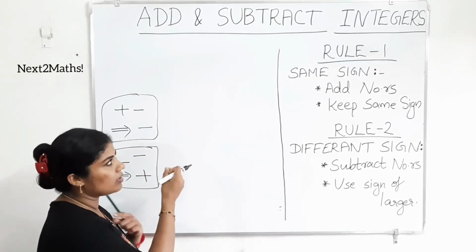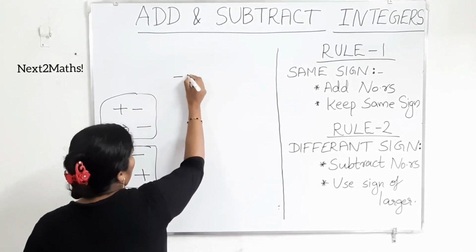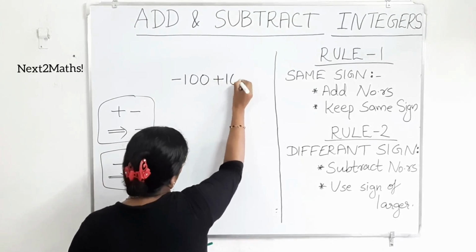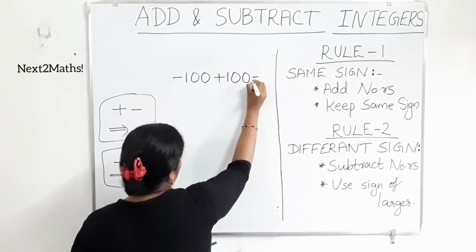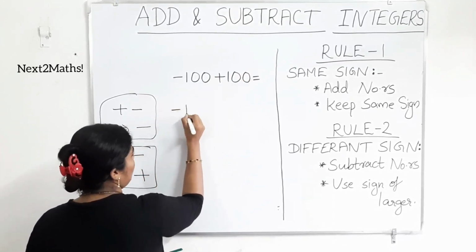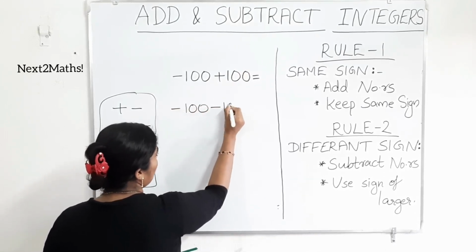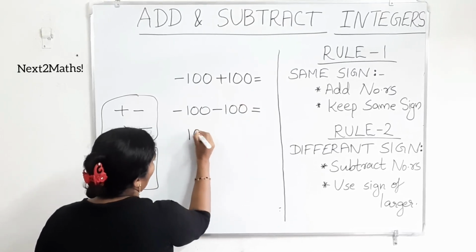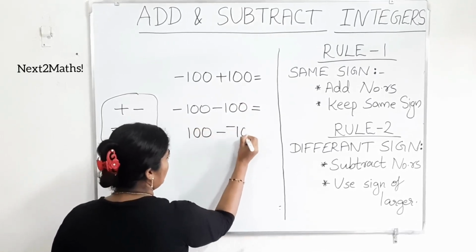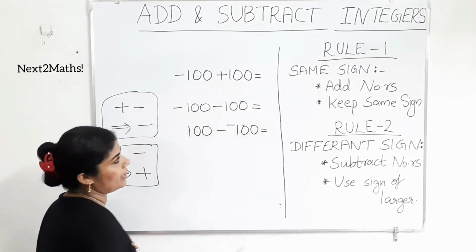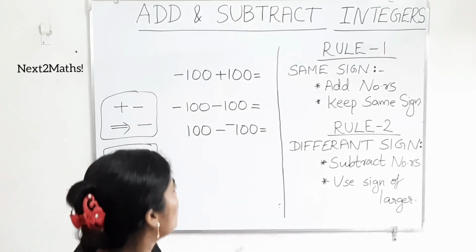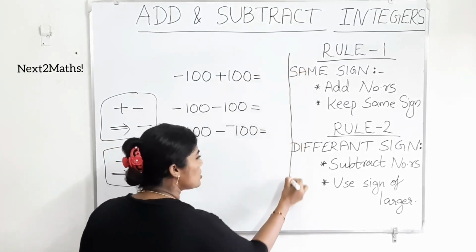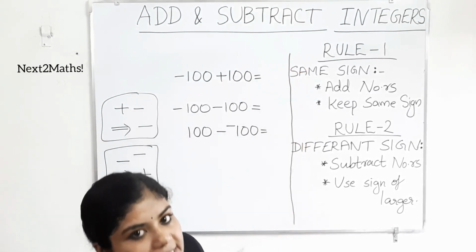So let's write an example like minus 100 plus 100. So what do we get? Minus 100 minus 100. And 100 minus minus 100. See, I have written 3-digit numbers here. 3 examples I have written, all 3-digit numbers only. So let's check these one by one.